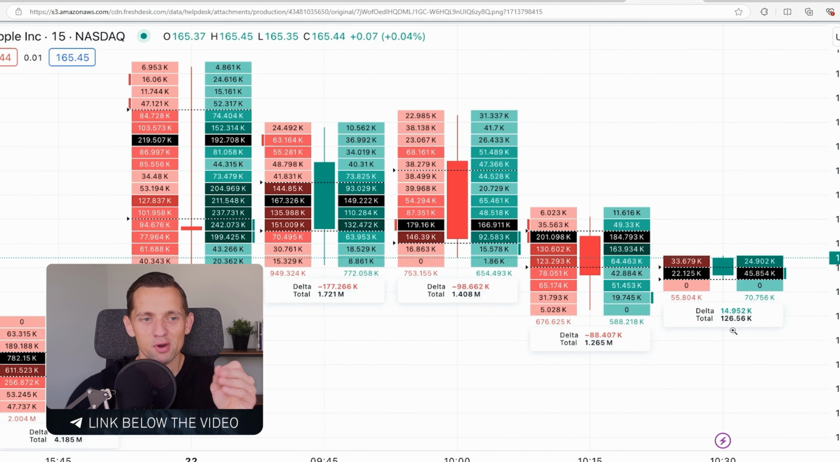So as I told you previously, start to use it more as an analytical tool rather than a clear trading instrument. But it gives you additional depth for that.